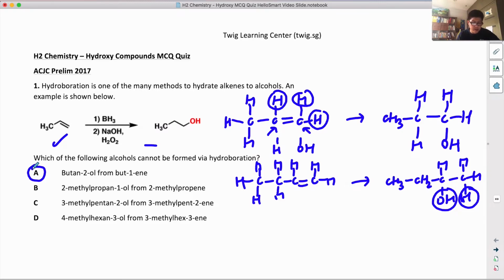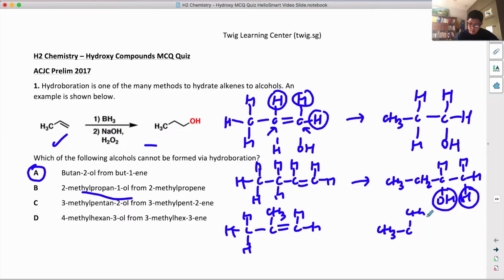Let's look at option B, whether it's feasible. We start from 2-methylpropene. So 2-methylpropene looks like this. 2-methyl means the CH3 on the second carbon. So what you get is 2-methylpropan-1-ol, which means the 1-ol, the OH goes here and the H goes here.